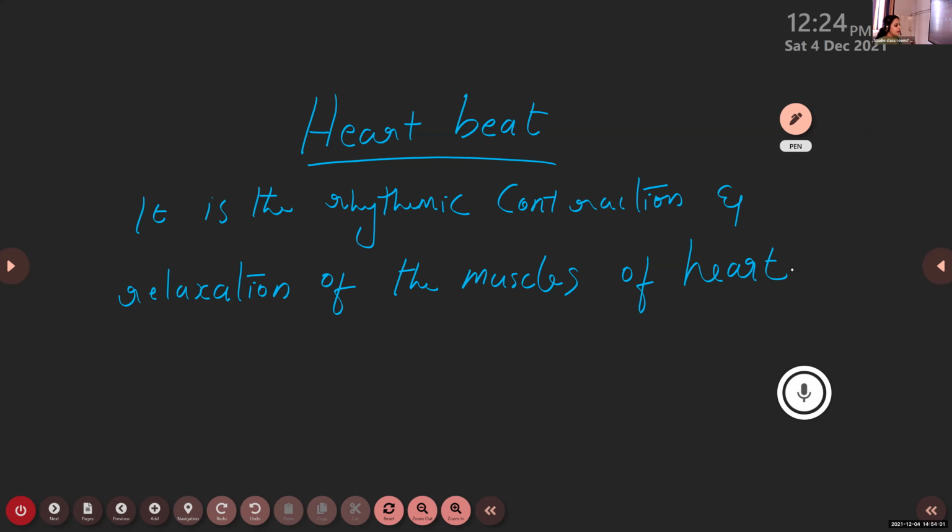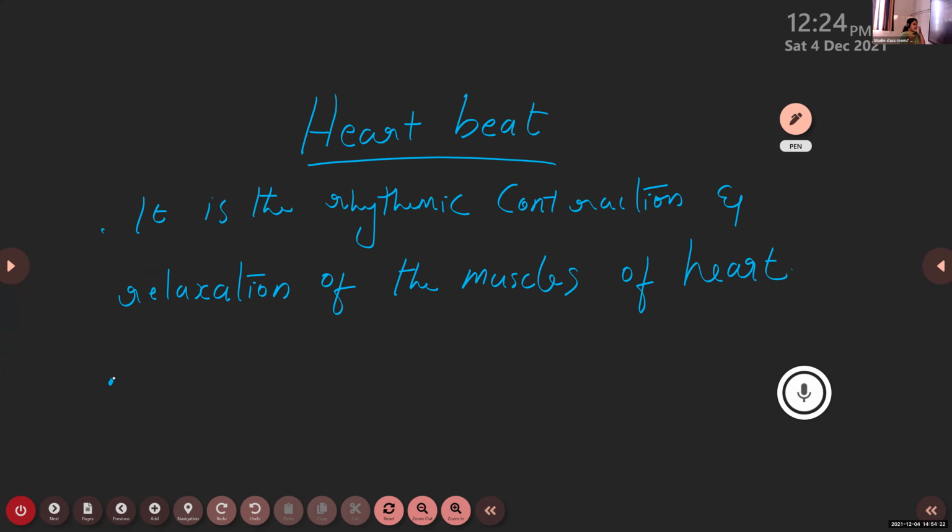So one rhythmic contraction is followed by one rhythmic relaxation. This rhythmic contraction and relaxation constitutes our heartbeat. The number of beats per 1 minute is known as heartbeat. And how can we measure this heartbeat?